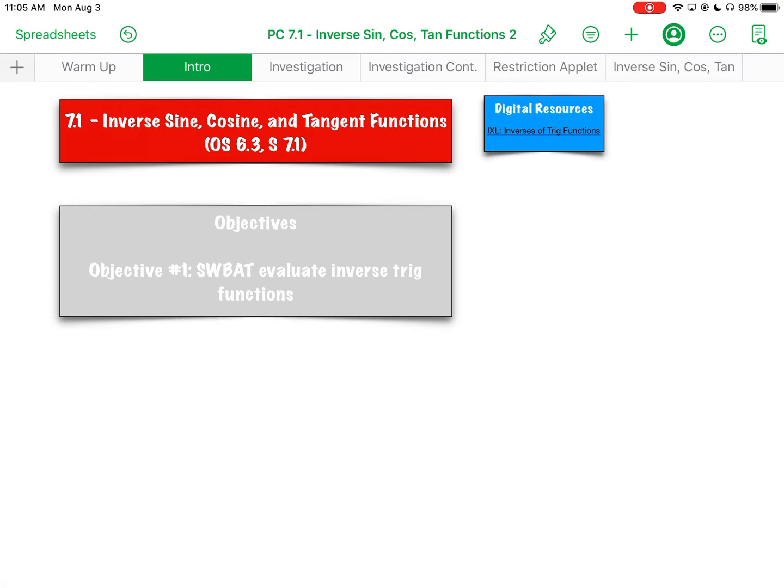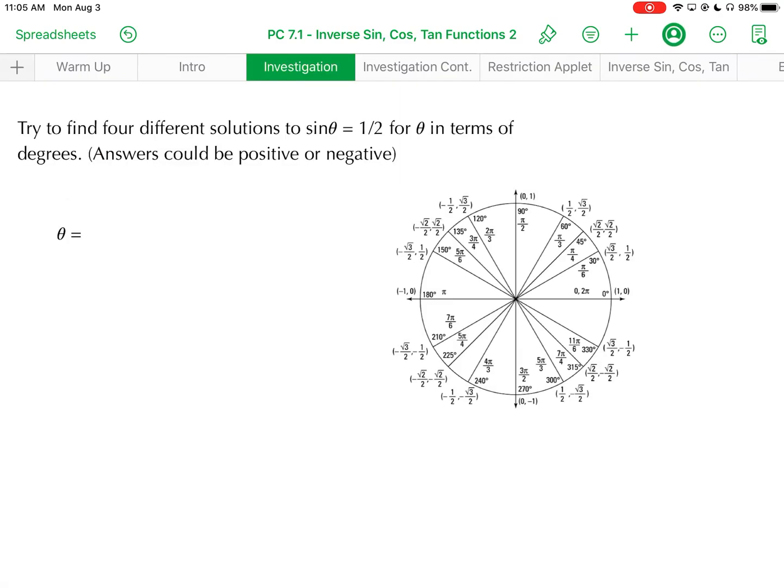This is Section 7.1. We're looking at the inverse sine, cosine, and tangent functions, all right? So I want to start by posing an equation to solve. Try to find 4 different solutions to the equation sine of theta equals 1/2 for theta in terms of degrees. And your answers could be positive or negative angle measures. So I have a unit circle here to help us quickly solve this one.